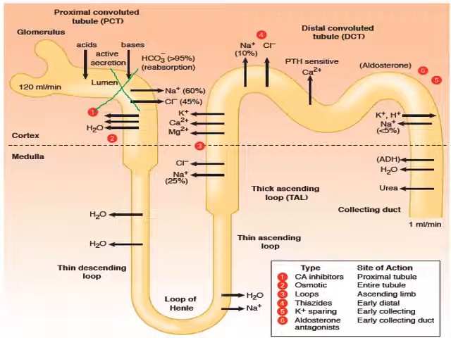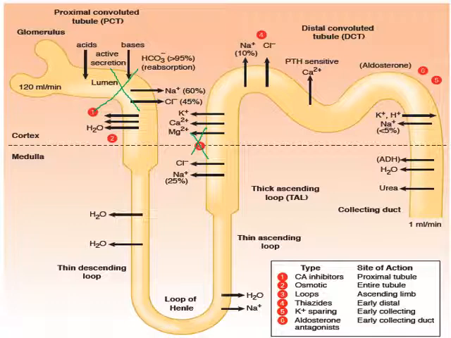We have another group of agents that will block this important transporter, that is the sodium potassium 2 chloride symporter, which is present in the thick ascending loop of Henle, and this is blocked by loop diuretics. As they act in the loop, they are also called loop diuretics. They will block the sodium potassium 2 chloride symporter, which is present in the thick ascending loop of Henle.